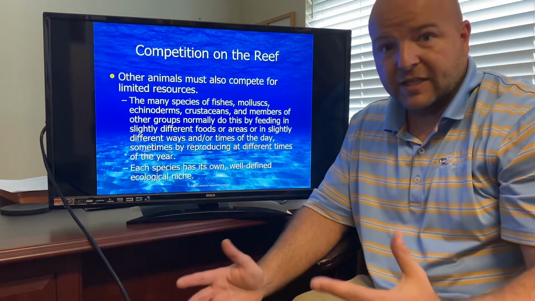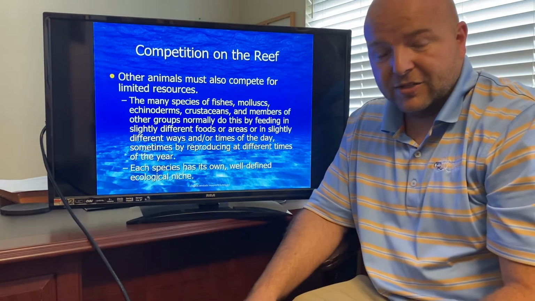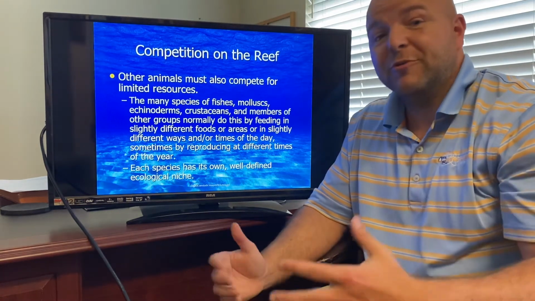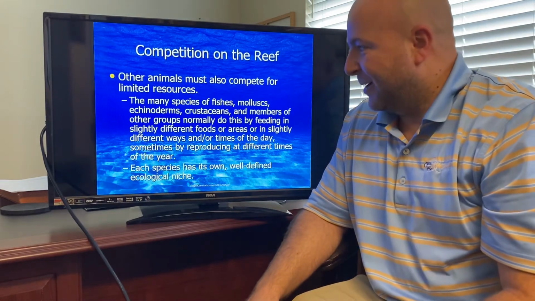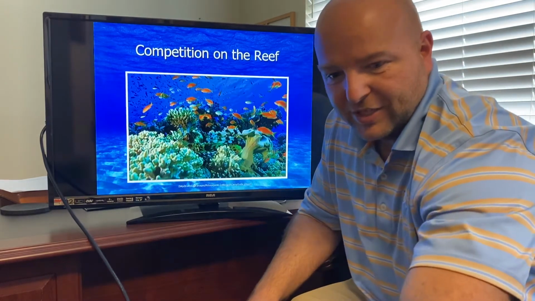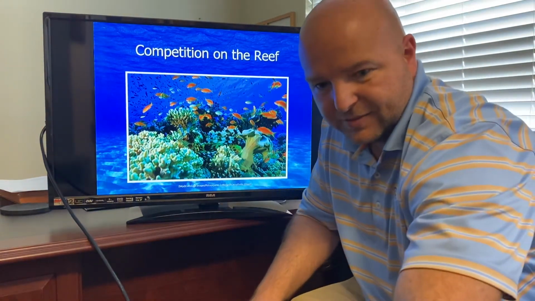And anytime that's going to be the case, there's going to be lots of competition taking place also. We think about coral reefs as these beautiful, peaceful places, and they are for us, I guess. But there's certainly tons and tons of competition that is taking place within a community like this.